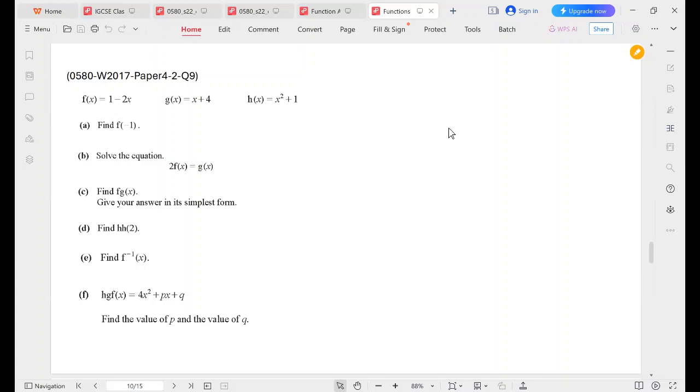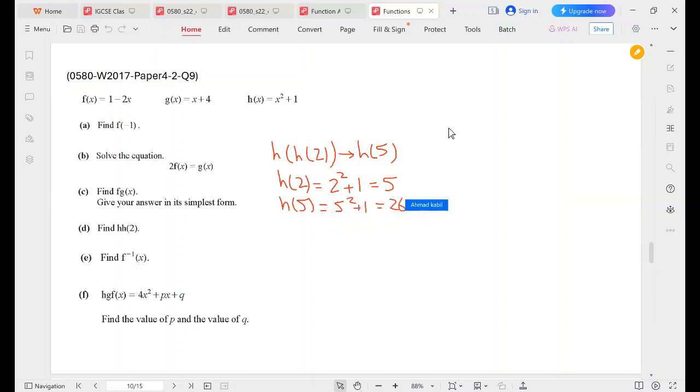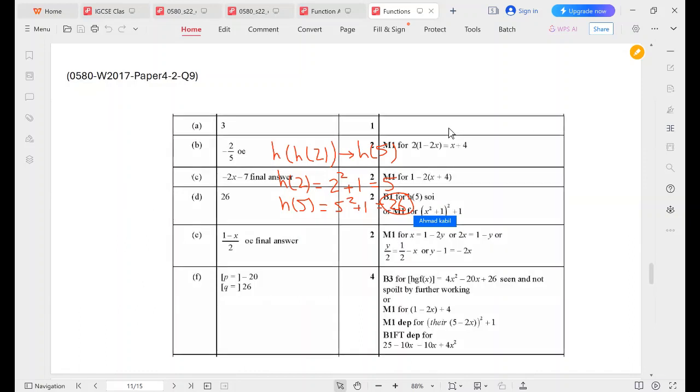In D, we are required to find h of 2. So h of 2 is obtained as follows. H of 2, we first begin by finding h of 2. H of 2 is 2 power 2 plus 1, and this is equal to 5. So this is the same as h of 5, and h of 5 equals 5 power 2 plus 1, and this is equal to 26. So the final answer here is 26, and this is the correct answer for D.